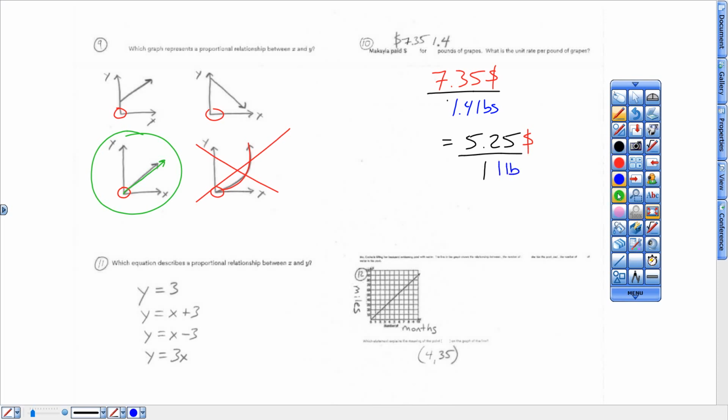And again, unit rate is useful because it will help us then figure out maybe 2 pounds. 2 pounds would be $10.50. I can see that quick. All right, here we go.